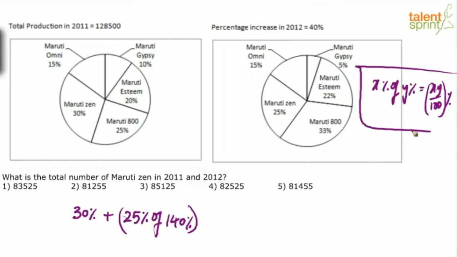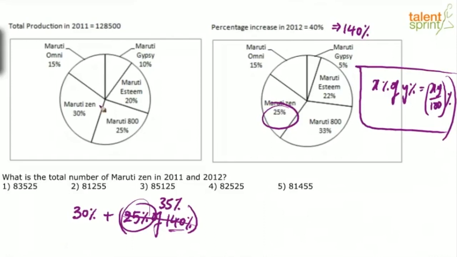Many times it is useful, like in this case, 25% of 140%. So you just take 25% of 140% first of all. Instead of taking 140% of 1,28,500, take 25% of 140%. How much will that be? You know that 25% is 1/4. 1/4 of 140% is 35%. So this comes out to be 35%. Again, this can be done mentally. This calculation, 25% of 140%, can be done mentally also.